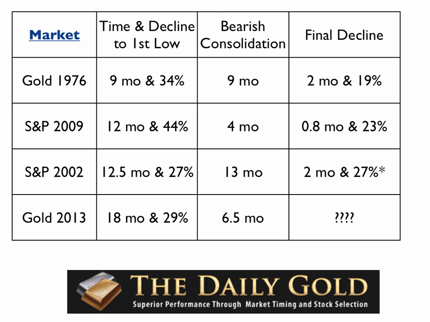Now I put all of these things into a little chart here. The first column shows the time to the first panic low and the percent decline. Then the next column, how long the bearish consolidation was, and then the final decline, and that is from the point where the market failed at the 50-day moving average and at the price, which was the first panic low.